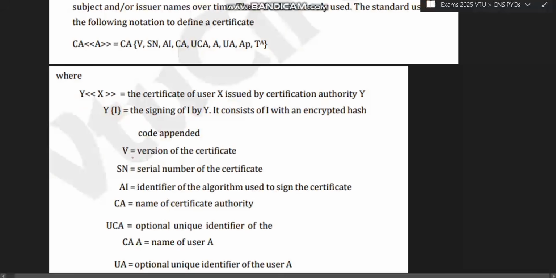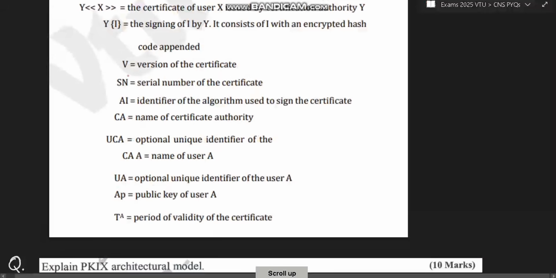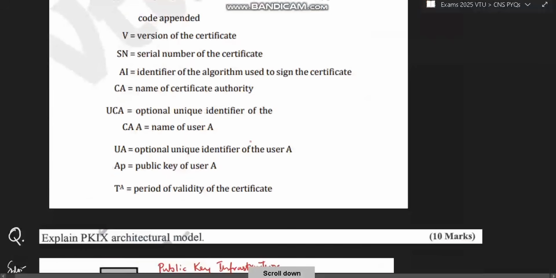Now, V is the version of the certificate, SN is the serial number, AL is the algorithm used, CA is the certificate authority, UCA is the unique name of the certificate authority, CAA is the name of the user, UA is the optional unique identifier for the user A, AP is the public key of user A, and TA is the period of validity. Okay, once you have gone through this, you will be easily able to see V is version, SN is the serial number, AL is algorithm, CA is certificate authority, this is the unique identifier, this is the username, this is the optional user identifier, this is the public key, and this is the time period. Okay, period of validity for the certificate. This was the things you have to write.